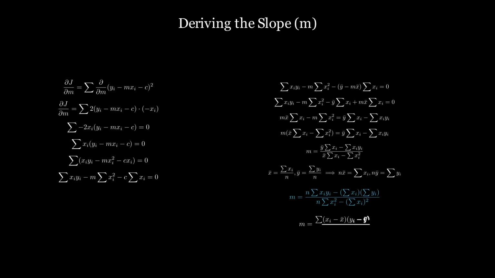It's worth noting that this formula can also be written in terms of covariance and variance. This alternative form is often preferred for its statistical interpretation and numerical stability, but it is algebraically equivalent to what we just derived.